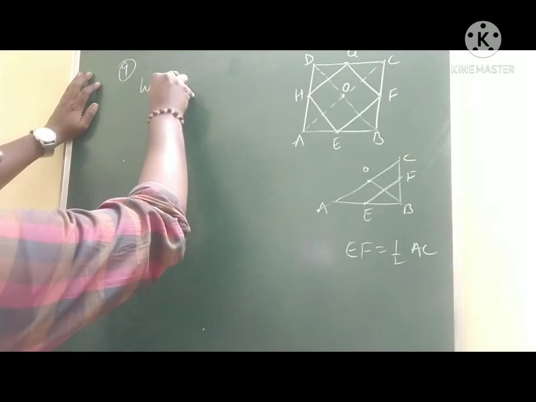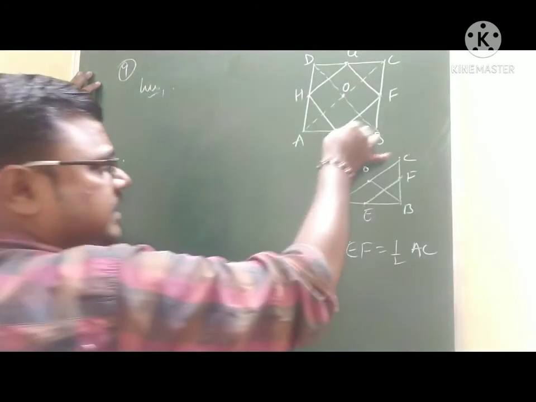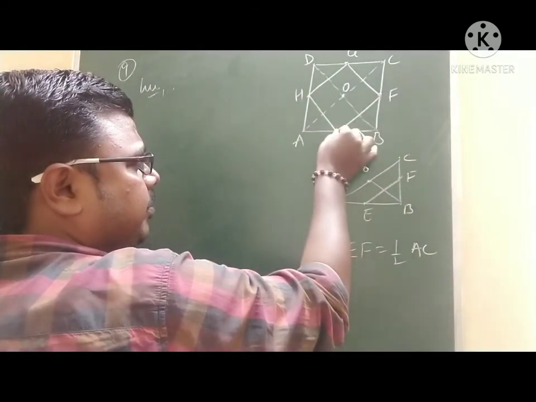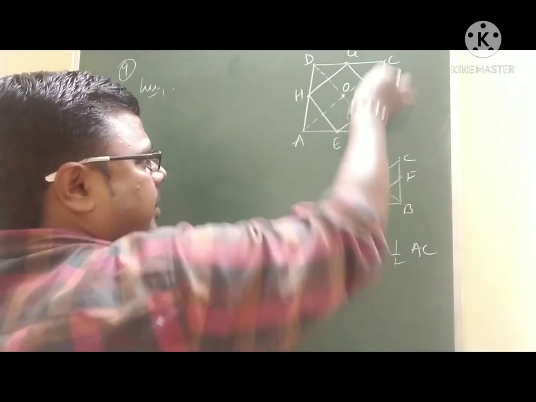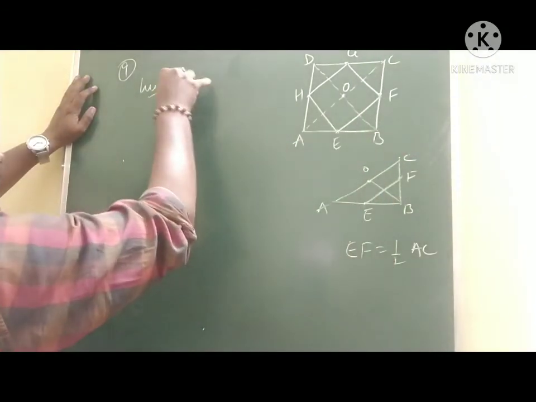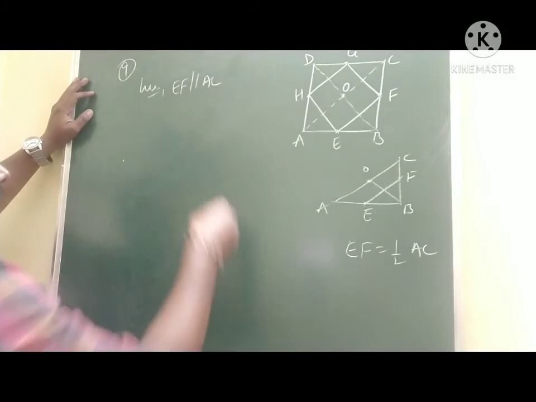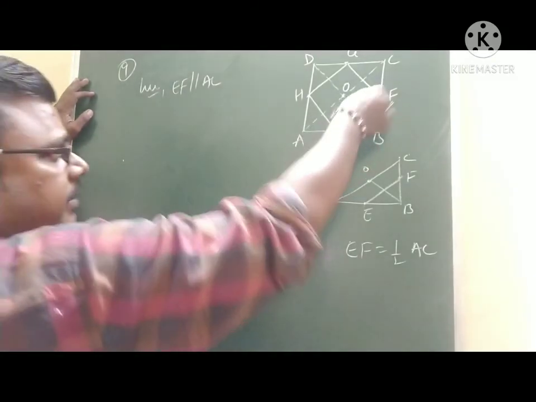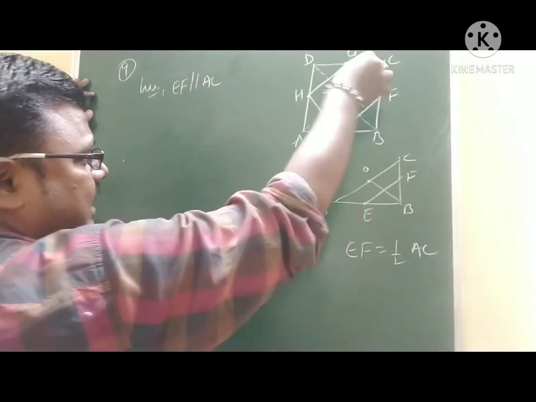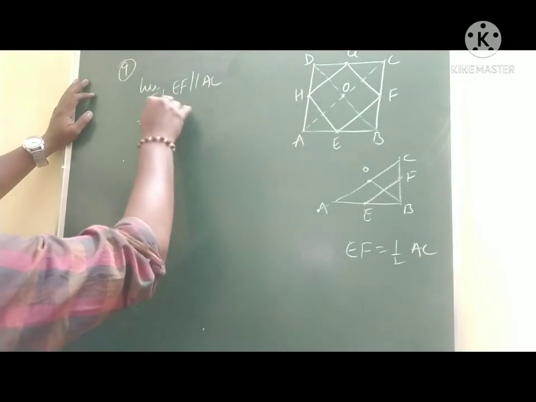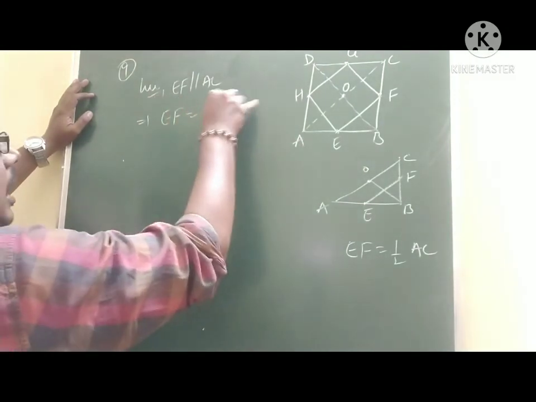Then EF, as I said, is a line joining the midpoint of AB and the midpoint of BC. So here EF is parallel to AC, and at the same time EF is the line joining the midpoints of the sides AB and BC. So you can write EF is equal to half AC.